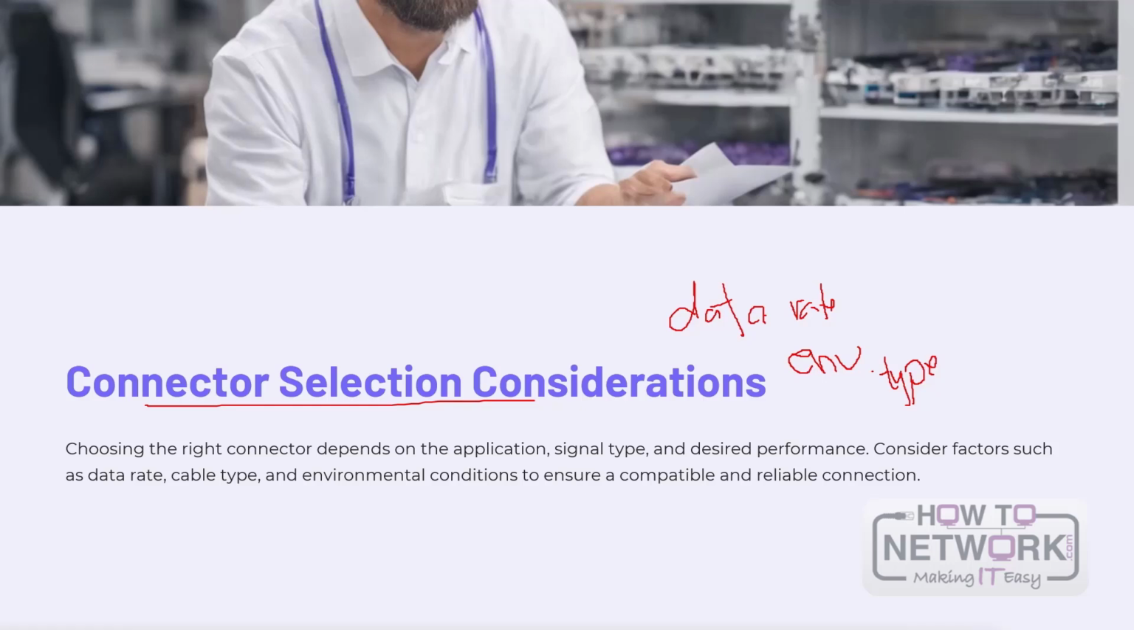And lastly, consider the specific requirements of the network application. For example, a data center might demand high-density connectors like MPO, which can support multiple fiber connections in a compact space. Understanding the application's needs and ensuring a suitable and efficient connector choice is very important in the connector selection process. Okay?